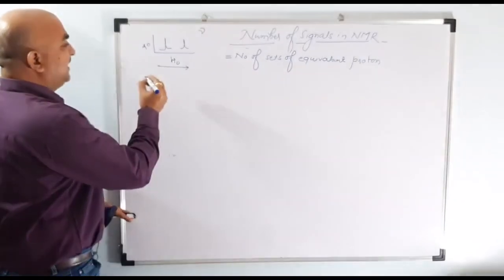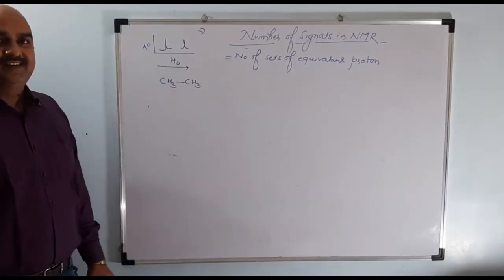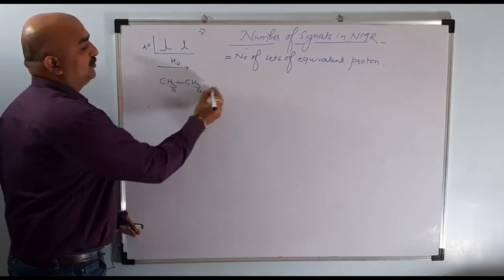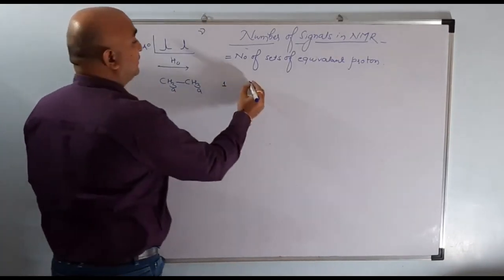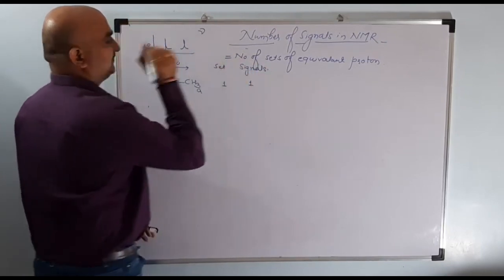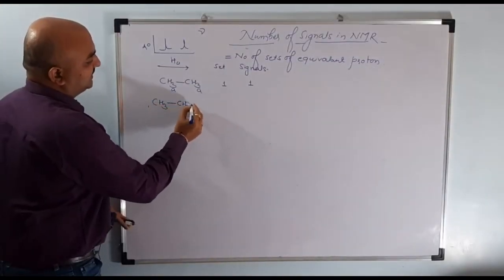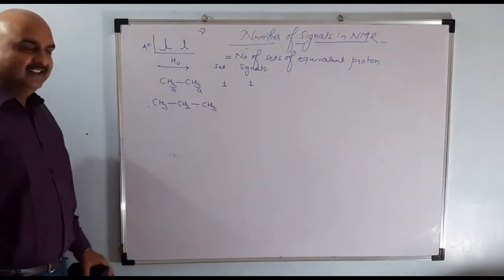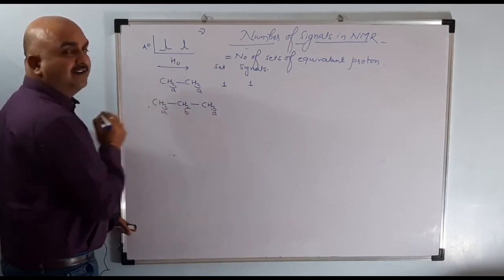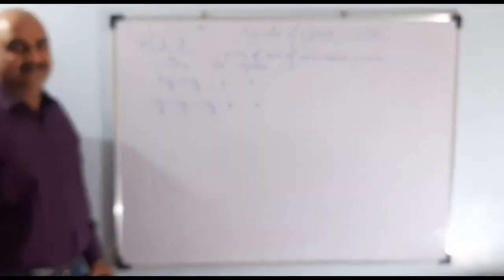Done? Now, we'll take very simple examples. First of all, we are going to take this compound. Please see both the CH3, they are having the same chemical environment. So we are having only one set of the proton. So it will give one signal. One set and one signal. Now we are going to take another compound, CH3, CH2, CH3. Please see, these CH3 are in the same chemical environment, but this CH2 is in a different chemical environment. So we are having two sets of the proton. That's why we are getting two signals in NMR.